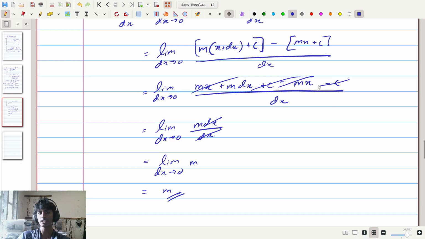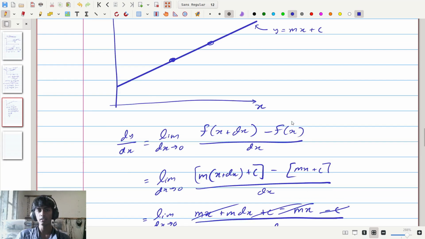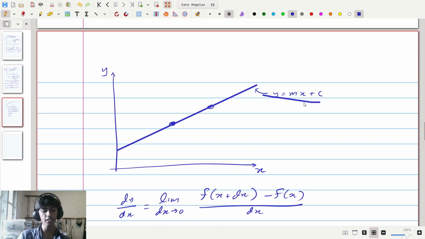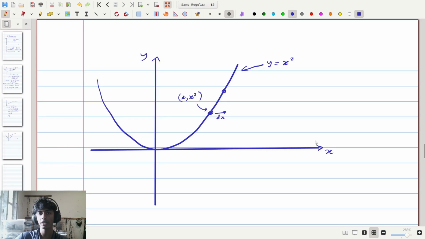So it works, it is backwards compatible. The limit as dx approaches 0 of this function here is in fact going to be equal to m. So it works for this function. Let's now apply the same principle to different functions and see what kind of results we get for those kinds of functions. So the next function we're going to be considering is the function y equals x squared.